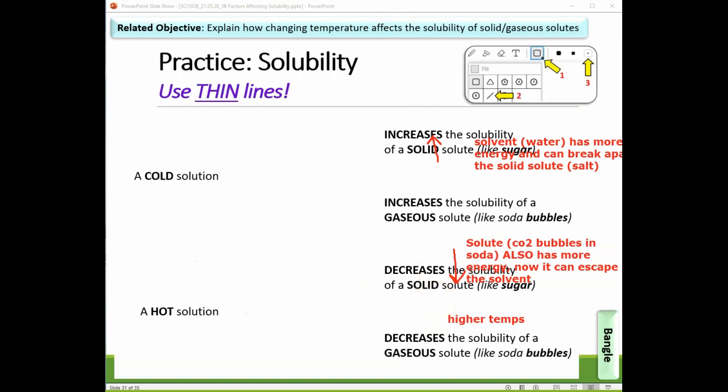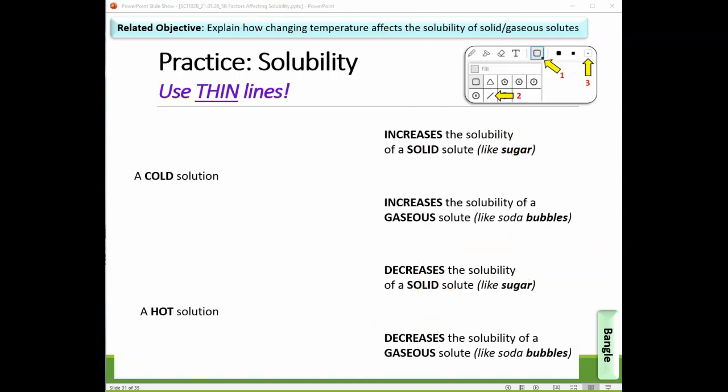All right, so let's go ahead and match these up. You should know what happens in a cold solution versus a hot solution. So taking a look here, you can see what increases the solubility of a solid solute like sugar. Think about, is a cold solution going to increase the solubility of sugar or a hot solution? Then think about increasing the solubility of a gaseous solute like soda bubbles. Do we want something cold or hot to increase the bubbles in soda? Same thing with decreasing. Those should be the opposites for both of these. So go ahead and pause the video, continue playing once you have your answer.